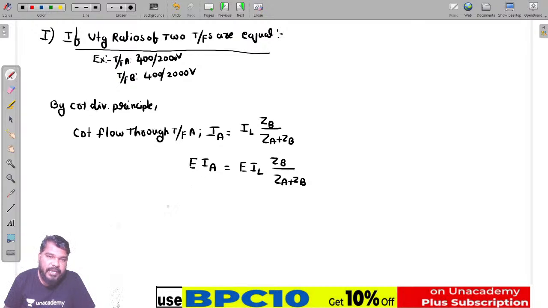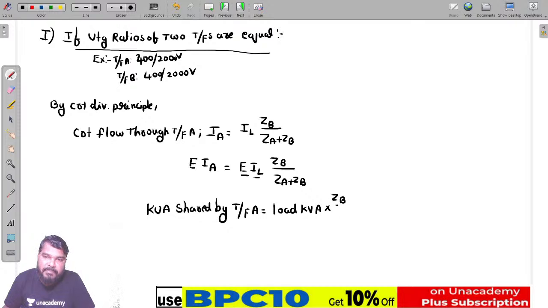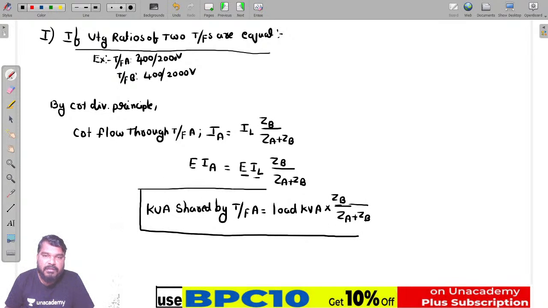E into IA is the kVA rating, called the kVA shared by transformer A. The kVA shared by transformer A is equal to E multiplied by IL, which is the load kVA, multiplied by ZB divided by ZA plus ZB. This is the kVA shared by transformer A, if the voltage ratings are equal.